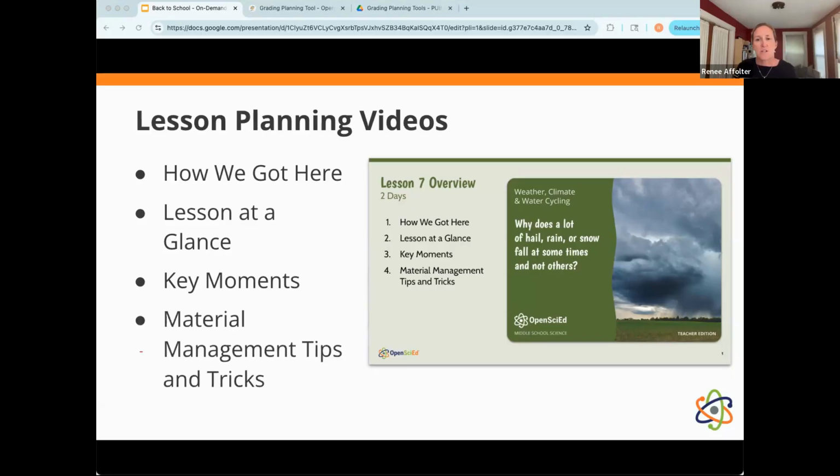And then finally, there's a section on material management tips and tricks. So they're talking about managing materials and setup and which posters you need for this lesson. Are you going to need it for the next lesson? How to add things to your word wall. So the idea here is that it's just another way to plan. You have another teacher there with you as you plan for this lesson.